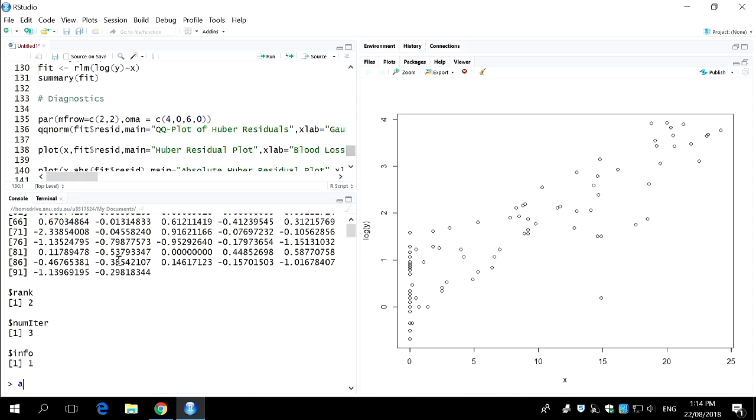And I can add that line to the plot, so I go abline, model 1 dollar coefficients. And I better make it a nice colour. Let's make it red.